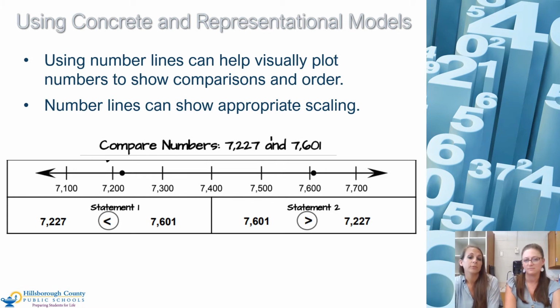It's also important for them to understand it in a concrete situation before moving them on to more of an abstract model, just like this representational model of the number line. It's also easier when it's in a visual form to be able to create those statements such as 7,227 is less than 7,601, or in reverse, 7,601 is greater than 7,227. We're connecting that representational to a more abstract sentence using those symbols.